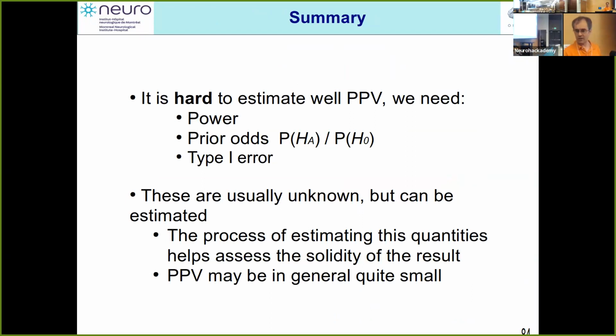All right, I'll skip this. It's hard to estimate PPV well because you need power, and you don't know how to compute power. You need the odds, and you don't know how to estimate the odds, and you need a type 1 error. So that one you can think about at least, but those two things are really hard to estimate. So how useful is that number? I think, again, it's more like a mental simulation of things, and that I think is worth doing, but taken with caution.